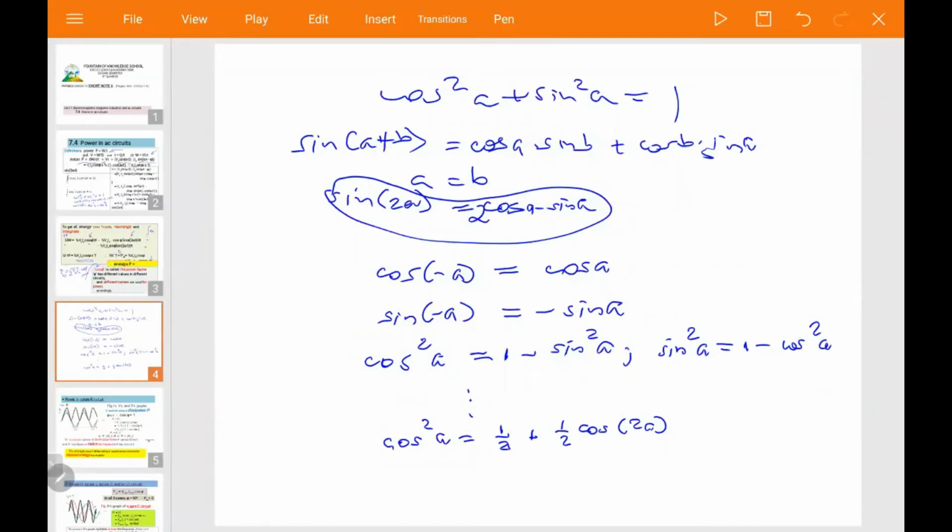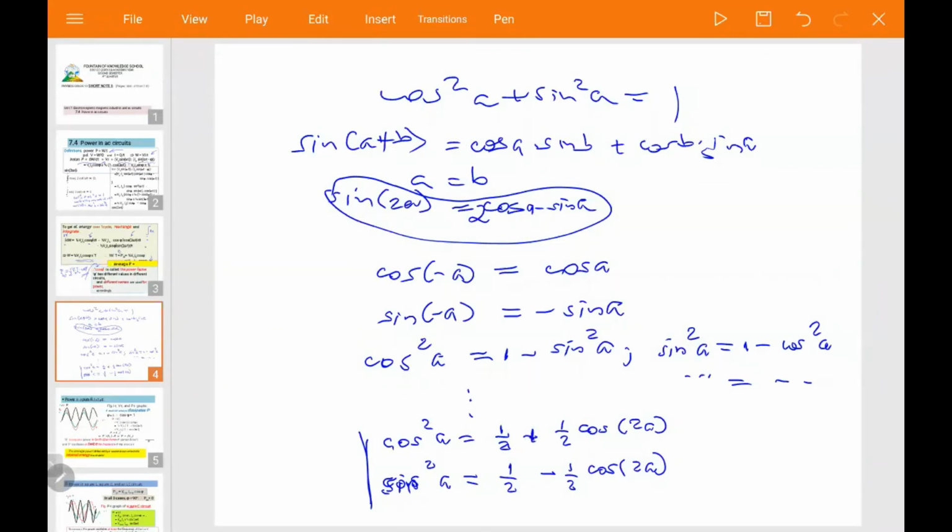This sine squared a, in the other trigonometric function, take it from there and set the two together. What do you get? Cos squared a is equal to a half plus a half of cos of 2a, and sine squared a is equal to a half minus a half of cos of 2a. This is a must. You have to understand this. Sine squared gives you minus, cos squared gives you plus.